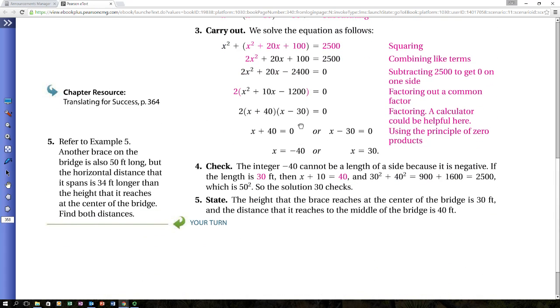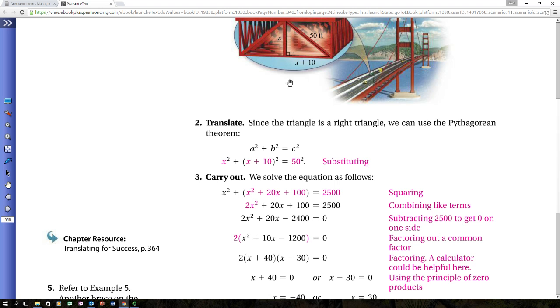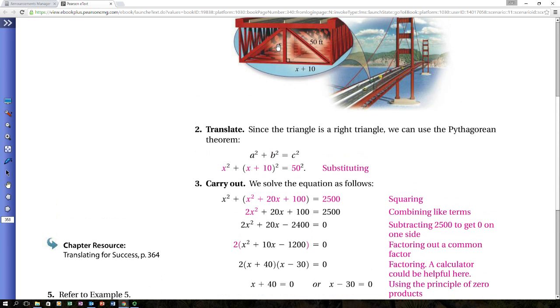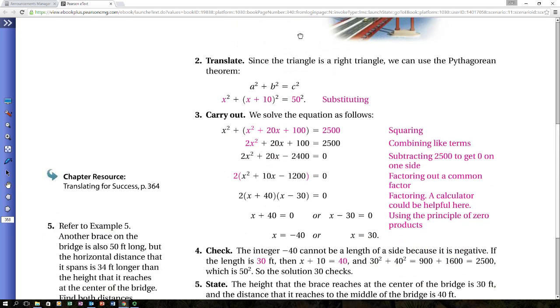So what is the other leg? This horizontal distance here is going to be 30 for x, right? So this is 30 plus 10, or 10 more, right? So I end up with 30, 40, 50, okay?